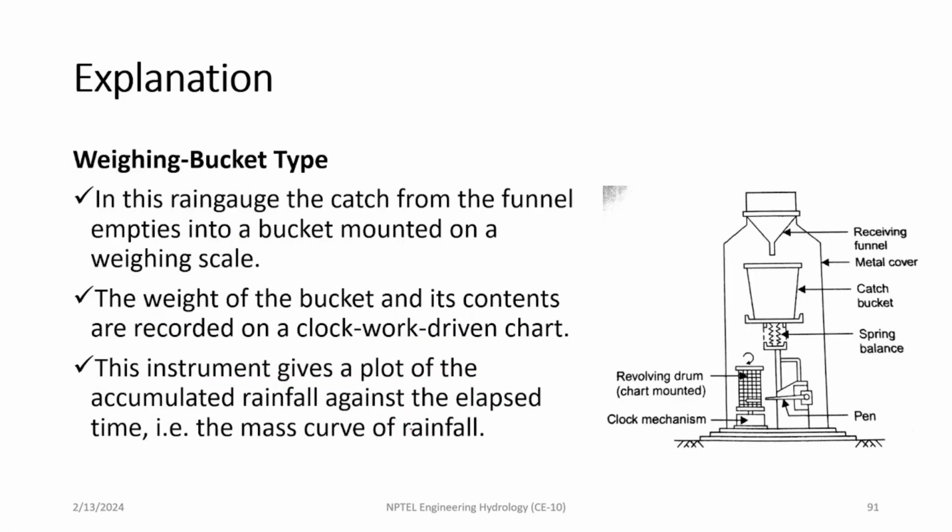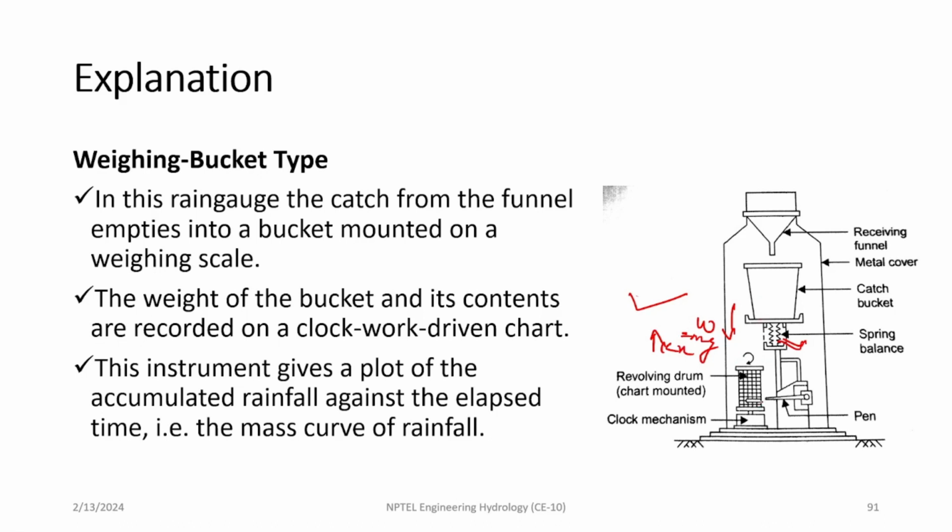Now in continuation we can also see the weighing bucket principle. Ashish, firstly look at the picture, which represents a weighing bucket type rain gauge. Why is it weighing? Because there is a spring balance attached, so there is a principle of weight: mg acts, and there will be a reaction force, kx. Based on this balance, W equal to kx, it gives a value.